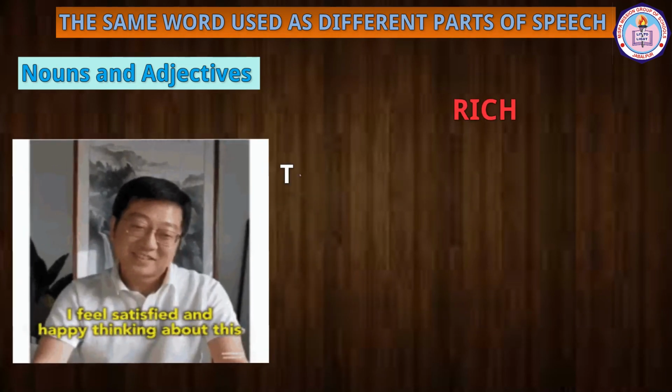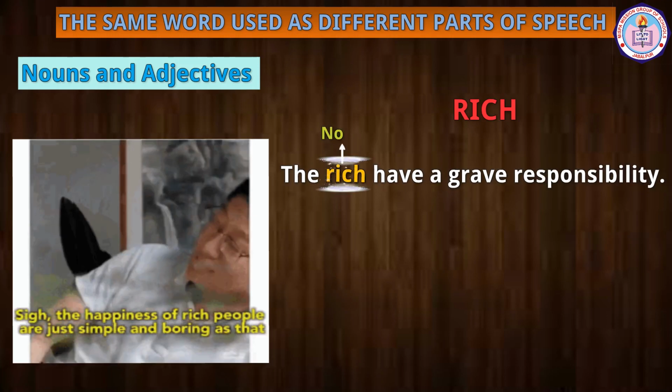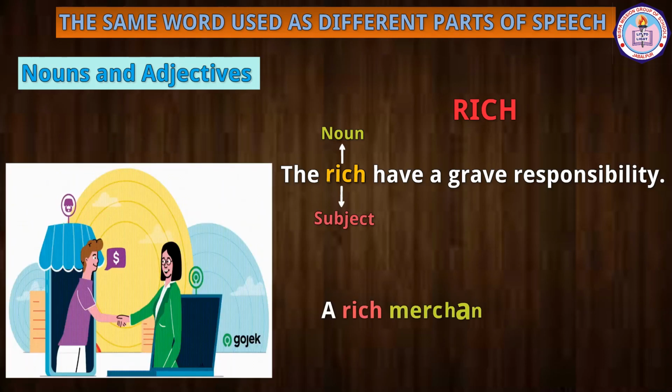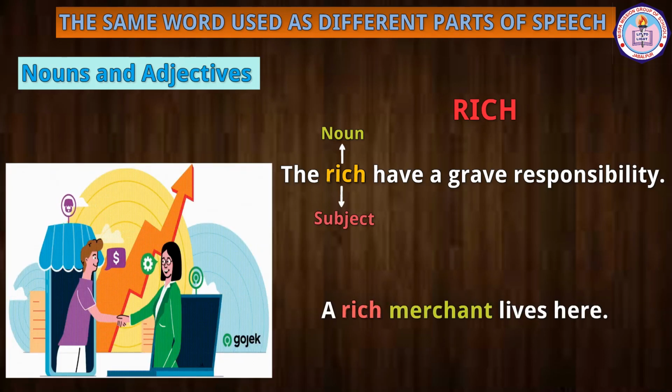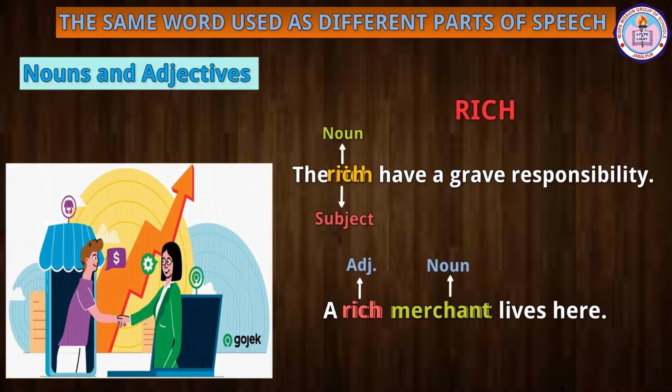Rich. The rich have a grave responsibility. Here, rich is a noun that takes part as the subject of the sentence. A rich merchant lives here. Here, rich is an adjective that describes the noun merchant.